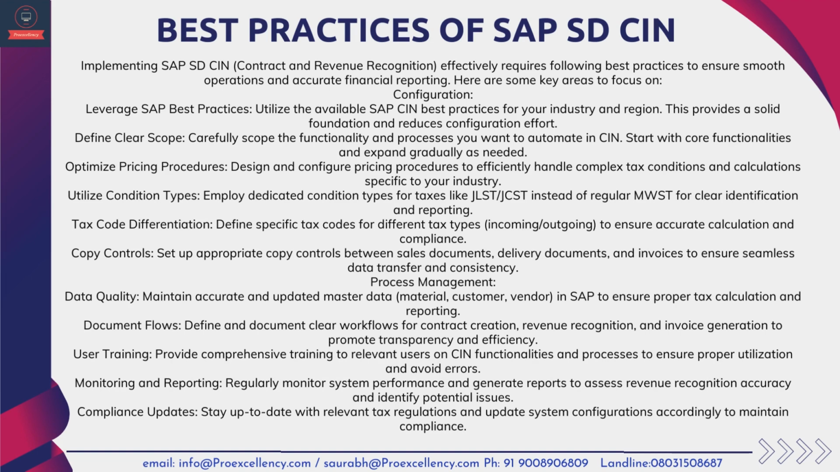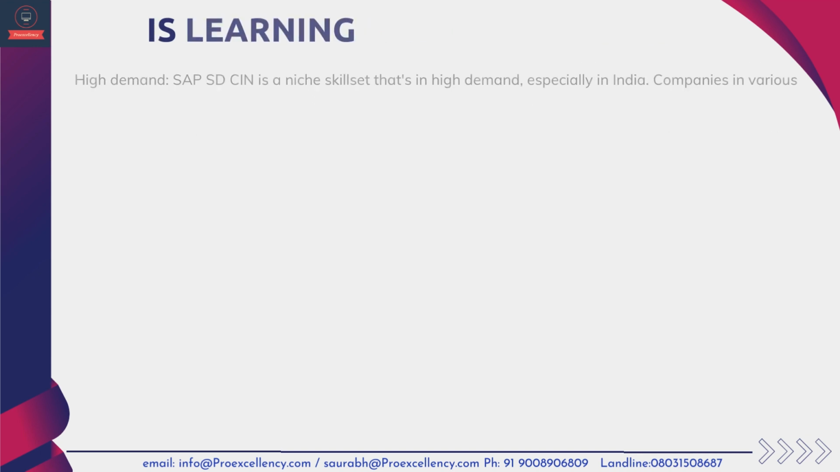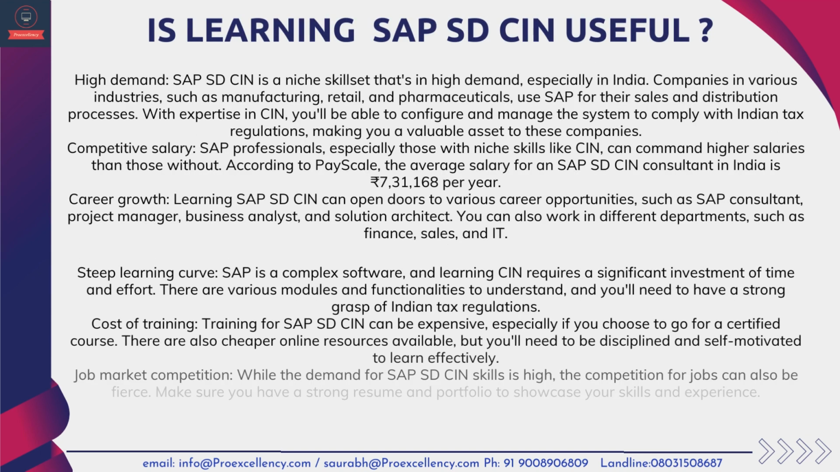Monitoring and reporting. Regularly monitor system performance and generate reports to assess revenue recognition accuracy and identify potential issues. Compliance updates. Stay up to date with relevant tax regulations and update system configurations accordingly to maintain compliance. Is learning SAP SD CIN useful?